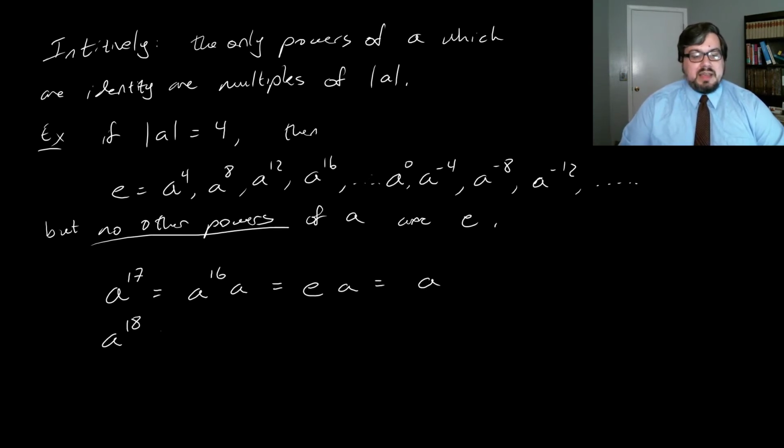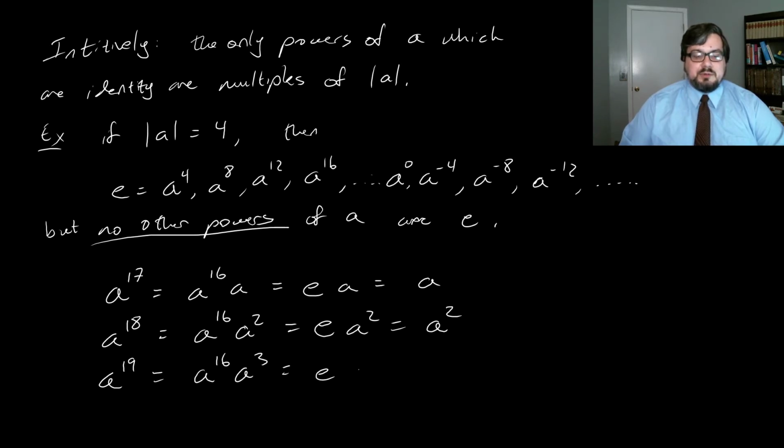What about A to the 18th? That's going to be A to the 16th times A squared. So we get E times A squared, which is A squared. A to the 19th is A to the 16th times A cubed, which is E times A cubed, which is A cubed. And of course, there are lots of other ways of writing this.